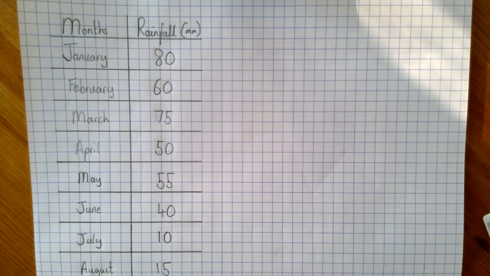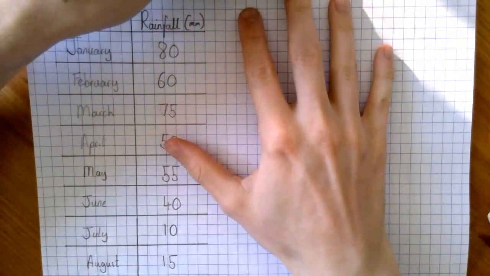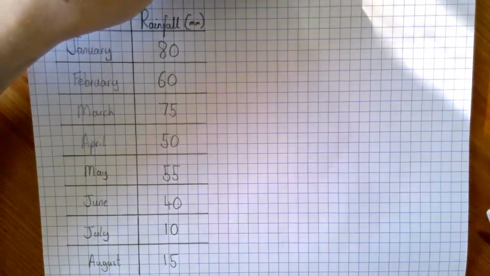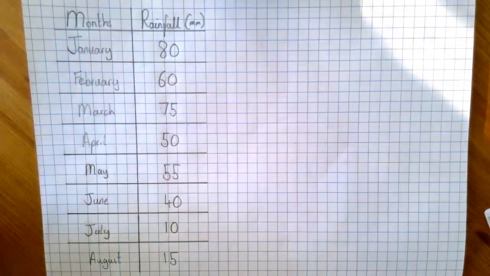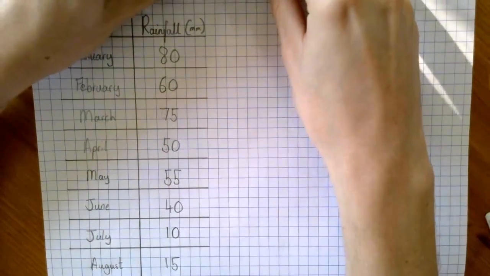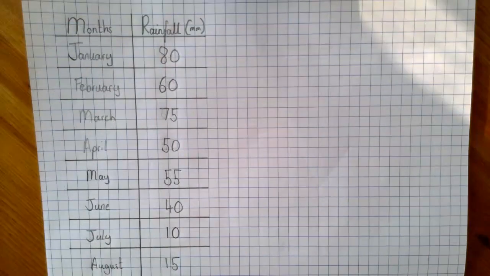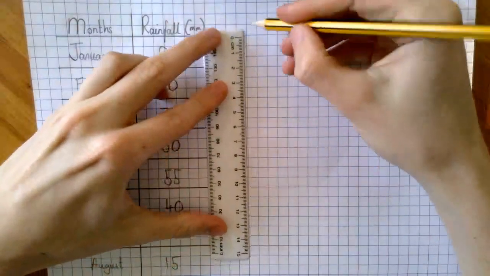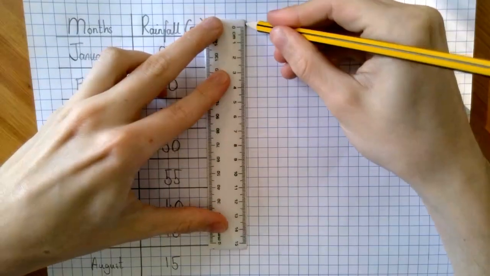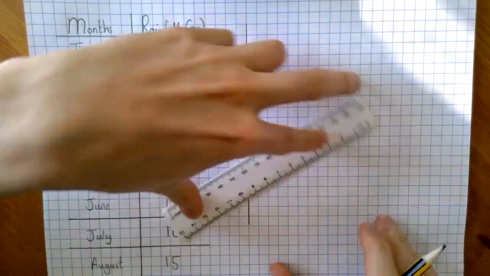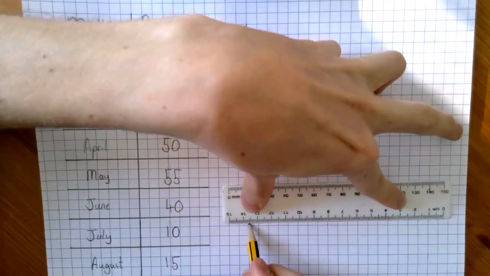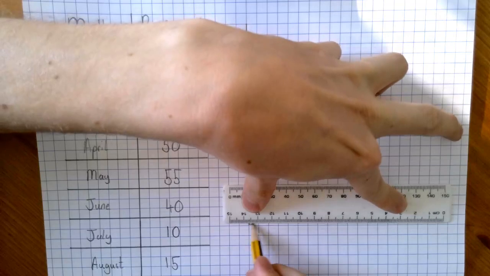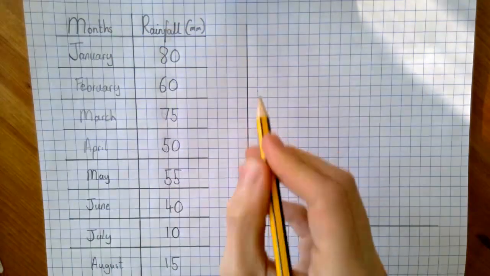Okay, hopefully you had some time to do that and you could see the data nice and clearly. I'll just try and go back a bit. There we are. So, first thing we need to do is plot our axes. Our X going across and our Y going up.